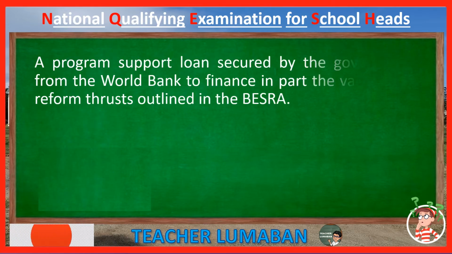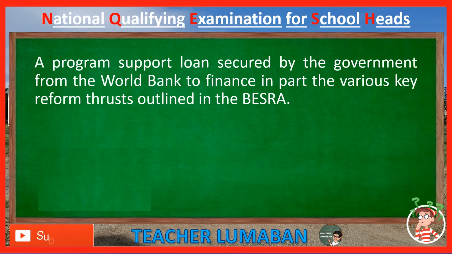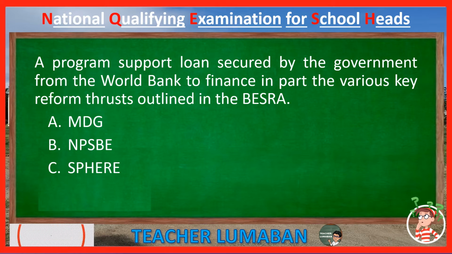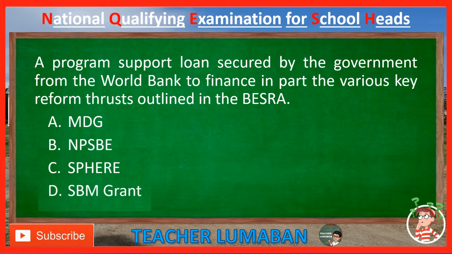A program support loan secured by the government from the World Bank to finance in part the various key reform thrusts outlined in the BISRA. Letter A, MDG. Letter B, ENPSB. Letter C, SPHERE. Letter D, SBM grant. Choose the suitable answer based on the given choices in 5 seconds.